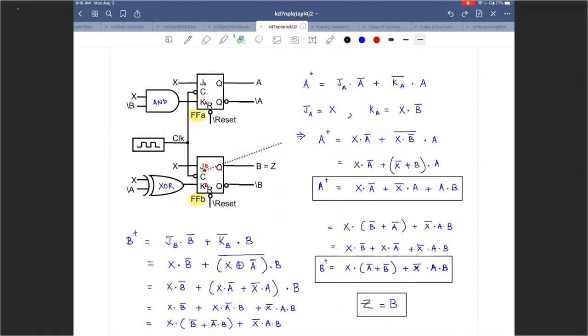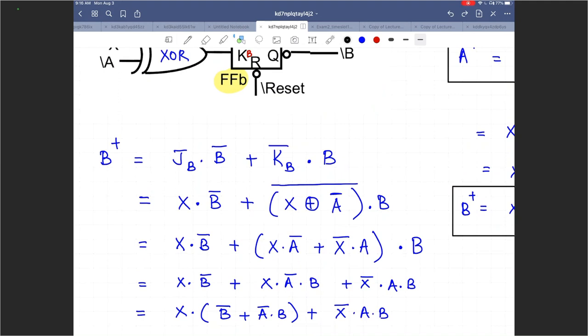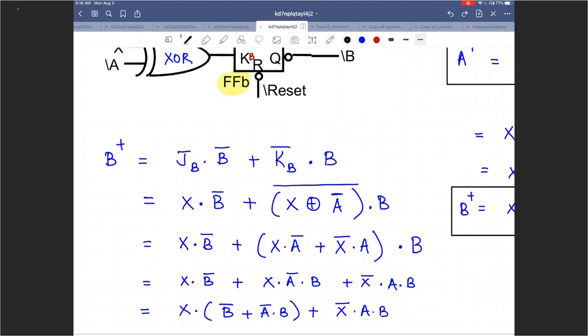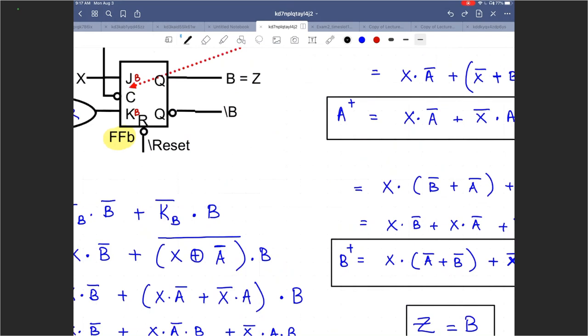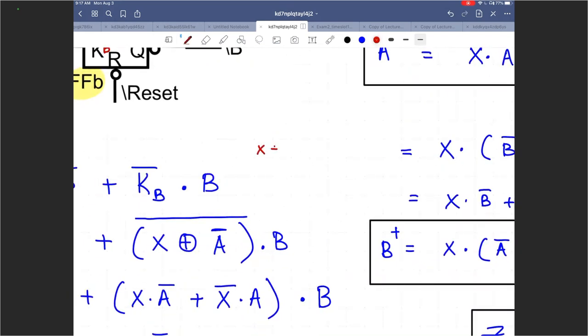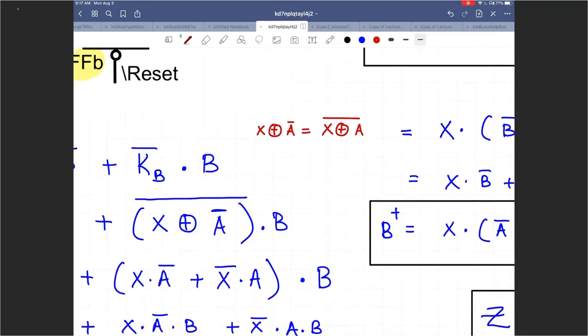Wait, but didn't you complement the original? Right, so Alex, you see here X exclusive OR with A complement. So I'm going to write my explanation here. Maybe I can just write it here. X exclusive OR with A complement is actually X exclusive NOR with A, right? So it becomes a double complement.